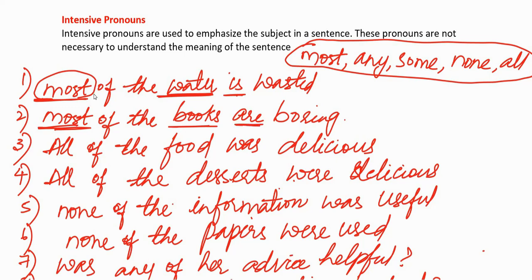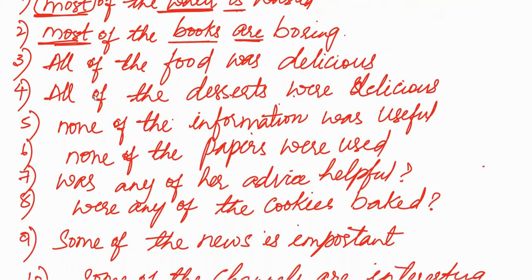So hope you have understood how most can be used as a singular indefinite pronoun and a plural indefinite pronoun depending on the sentence. Coming to the next indefinite pronoun, all. All of the food was delicious. Here all is used as a singular indefinite pronoun because food is uncountable, and uncountable nouns, like I said earlier, do not have plural forms. Since this is uncountable, we have taken the verb in singular form, was.